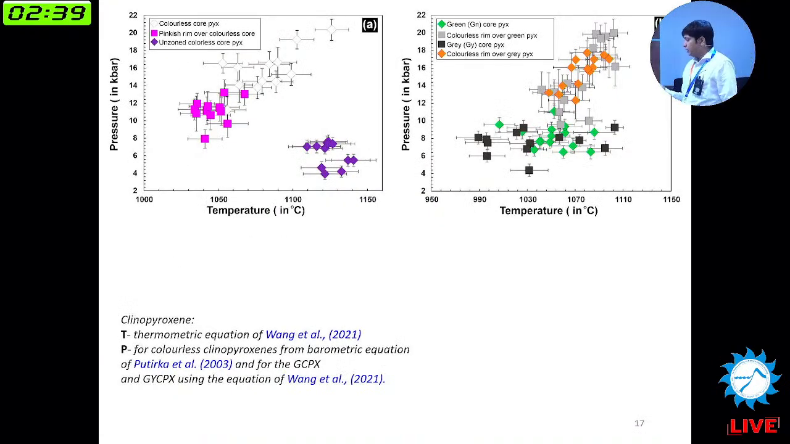And we have calculated the pressure-temperature conditions, using Wang et al. 2021 for the thermometry, as well as Putirka and Wang 2021 for the pressure. So the pink pyroxenes, the colorless core, the P1 type, crystallize at a greater depth, between 20 and 14 kilobar pressures, whereas the rim crystallizes within 14 to 8 kilobar. The unzoned colored pyroxenes are at very low pressure regions. Similarly, the green cores crystallize at very low pressures, while the colorless rims show a higher pressure because of the compositions, but that should not be.